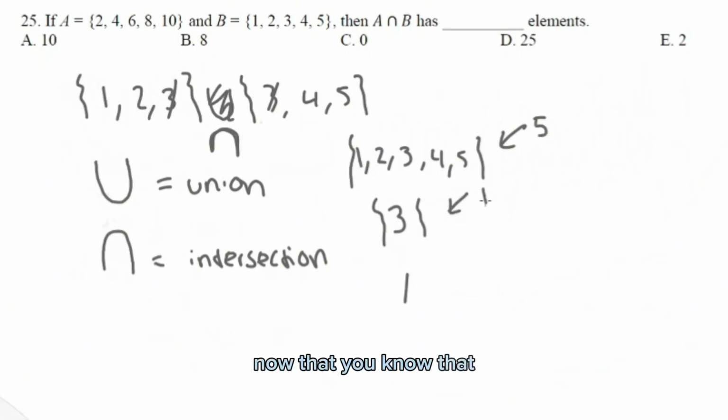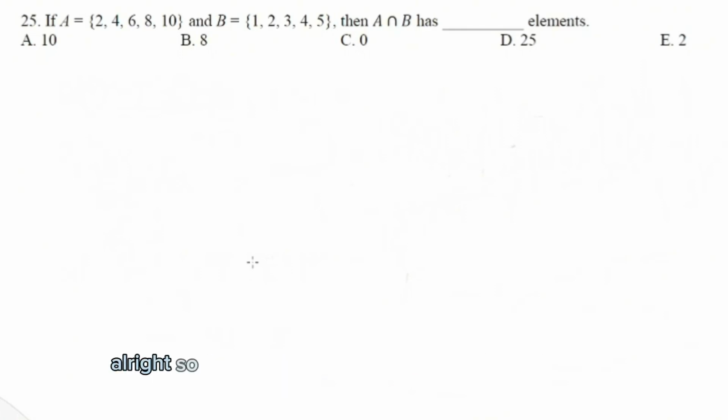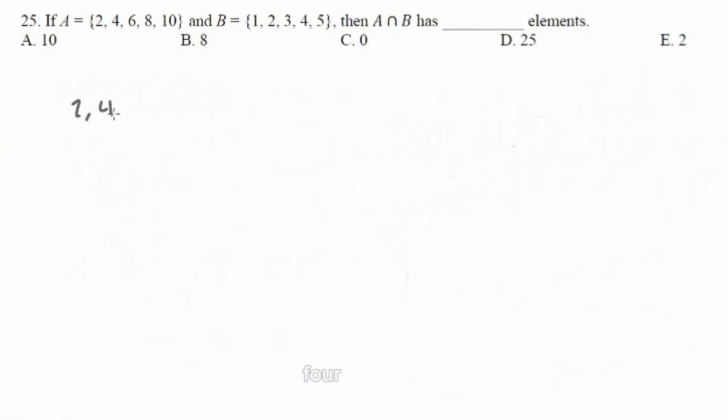Alright, now that you know that, let's start with this problem. First up, if A is equal to 2, 4, 6, 8, and 10, and B is equal to 1, 2, 3, 4, and 5, A intersection B has how many elements? Alright, so we just went over what an intersection does. An intersection takes out all the common elements. So we have 2, 4, 6, 8, 10, and we have 1, 2, 3, 4, 5.